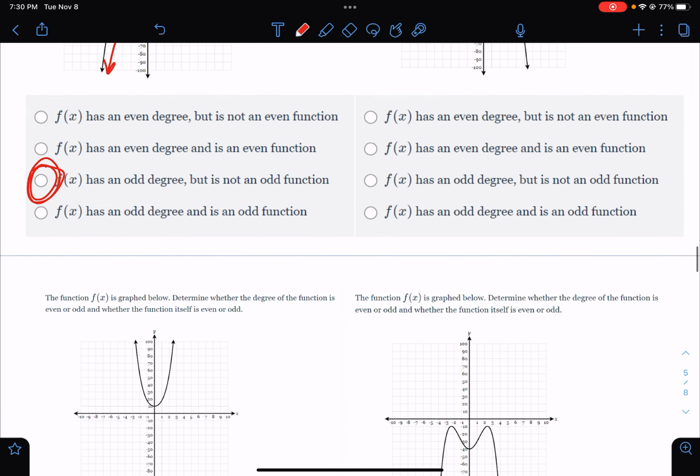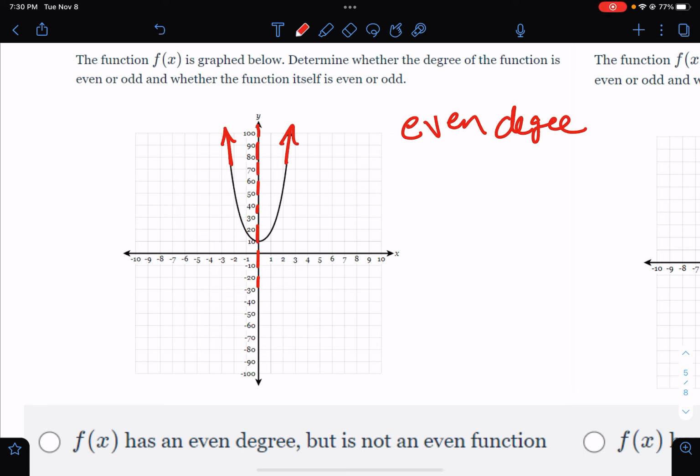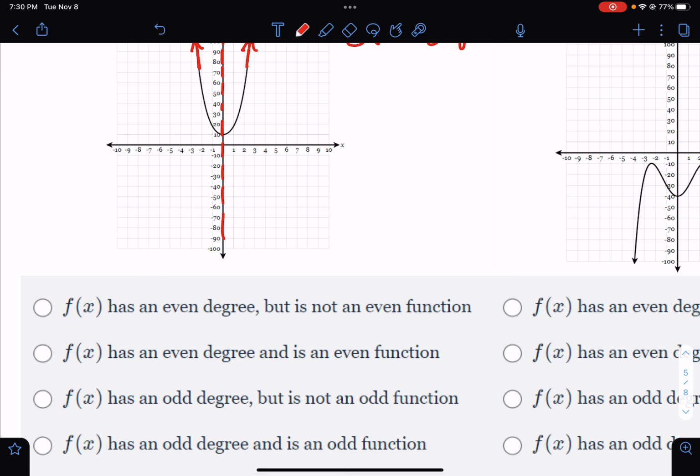All right, next one. So this one, the end behavior, both going up. So this one's going to be an even degree. Now, to determine if it's going to be an even function, we have to look, okay, does it have symmetry about the y-axis? In this case, it does, right? If I were to fold this across that dotted line I just drew, the function's going to overlap itself. So this is going to be an even degree and an even function.